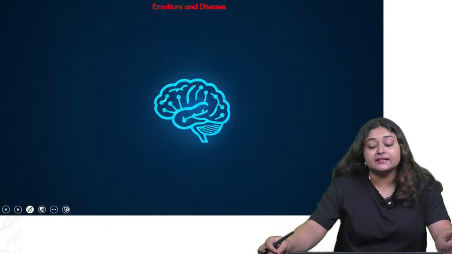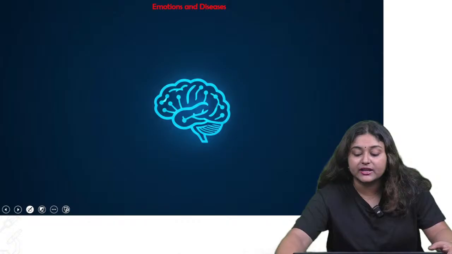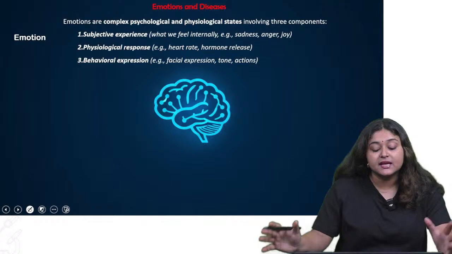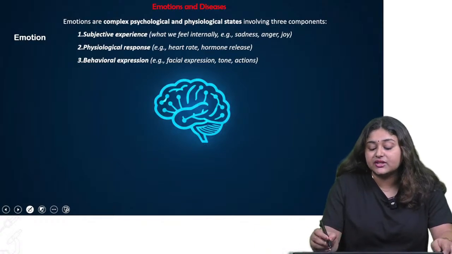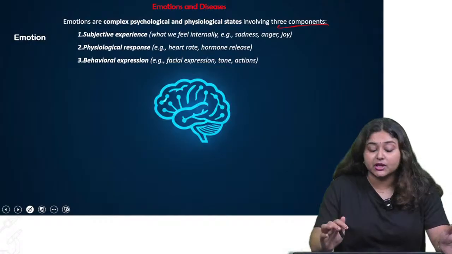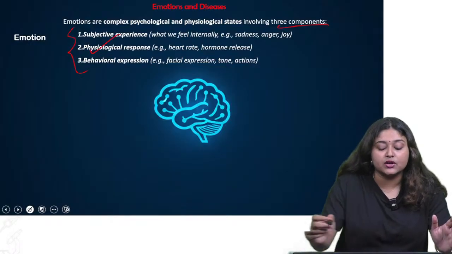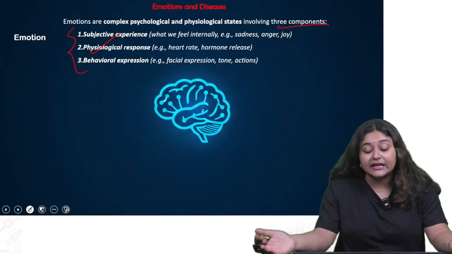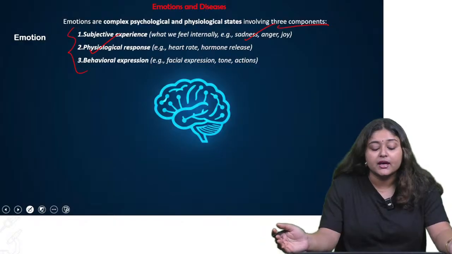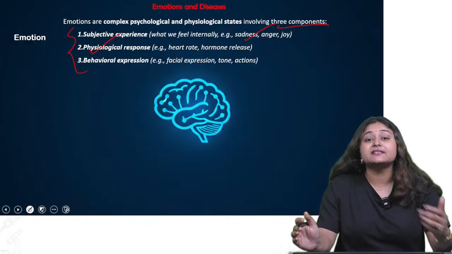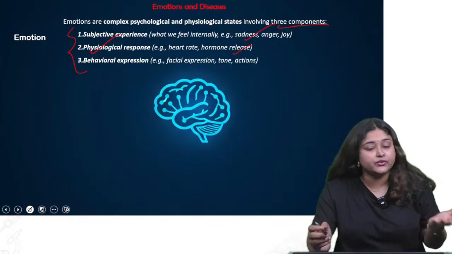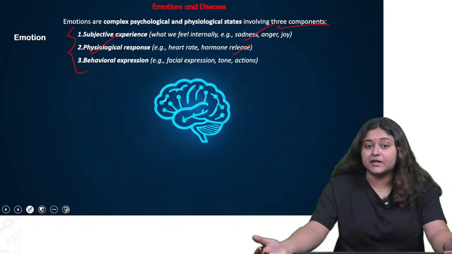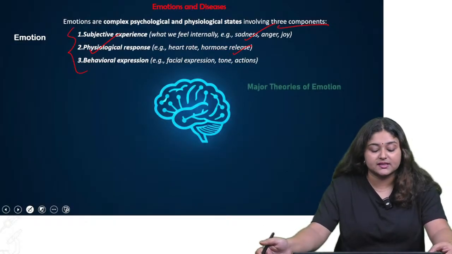Now come to the next topic, that is emotions and disease. So what is emotion? Emotion is a very complex psychological and physiological state involving three components. What are the three components? Subjective experience, physiological response, and behavioral expression. Subjective experience means what we are feeling internally, for example sadness, anger, joy. Next, physiological, like pulse rate, heart rate, hormone release, etc. Next is behavioral, how we express it, sometimes facial expression, tone, actions, etc.